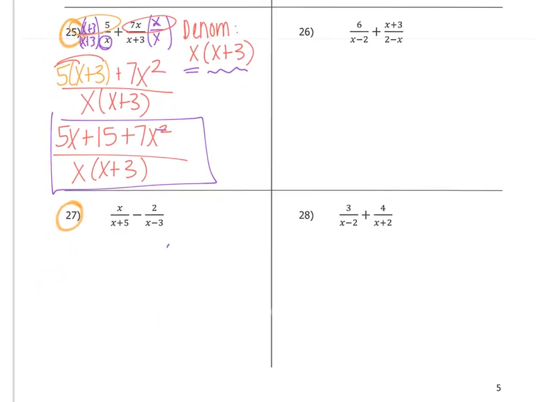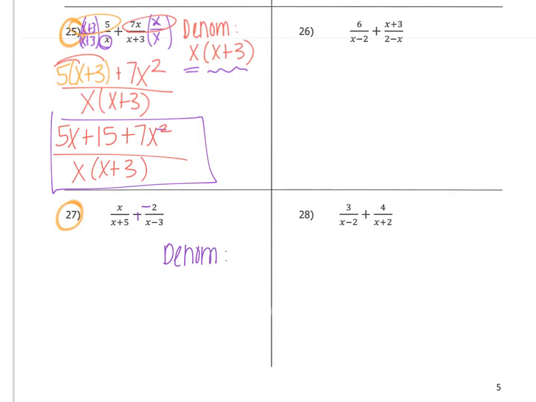Number 27 is another pretty common problem. If you see a minus sign in the middle of your fractions, you're going to change it to a plus, and then you're going to put a negative in front of the next fraction. We're going to add the opposite. So it's okay to do that. We don't like minus signs in between our fractions because they get lost sometimes. So now you go through your process, denom.